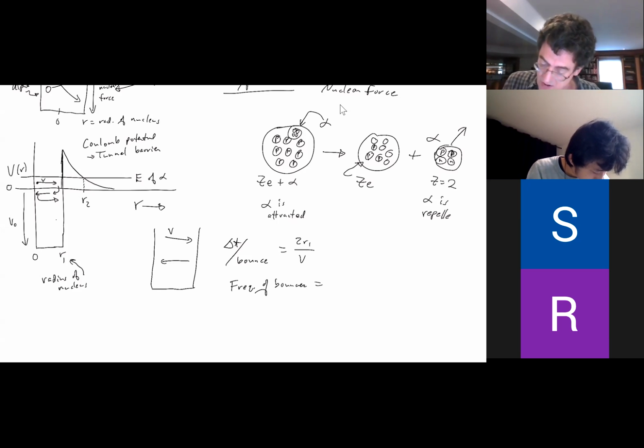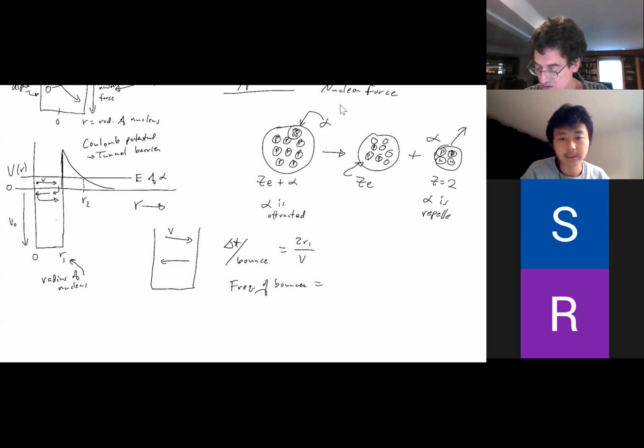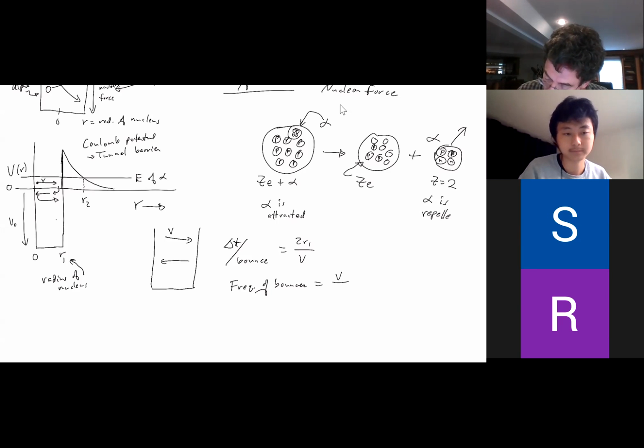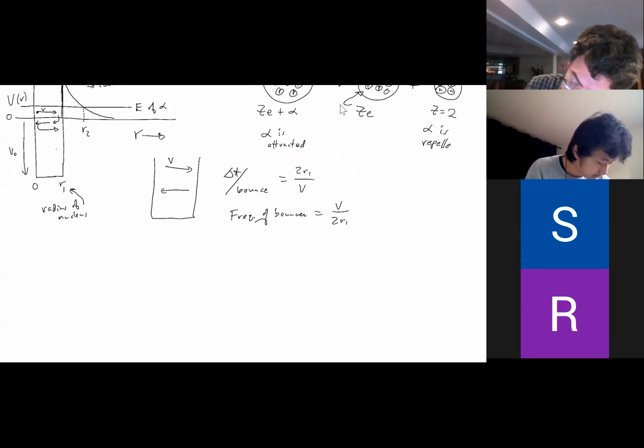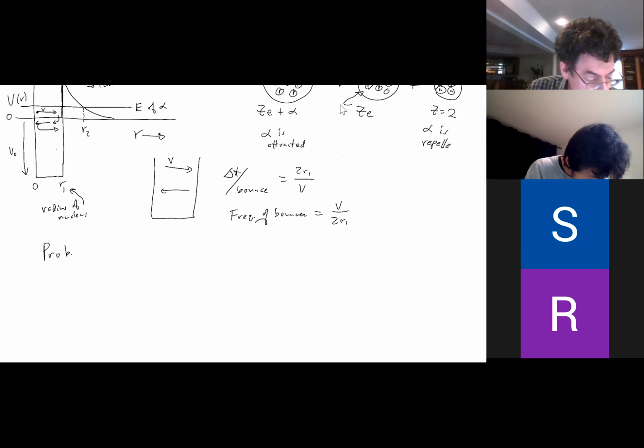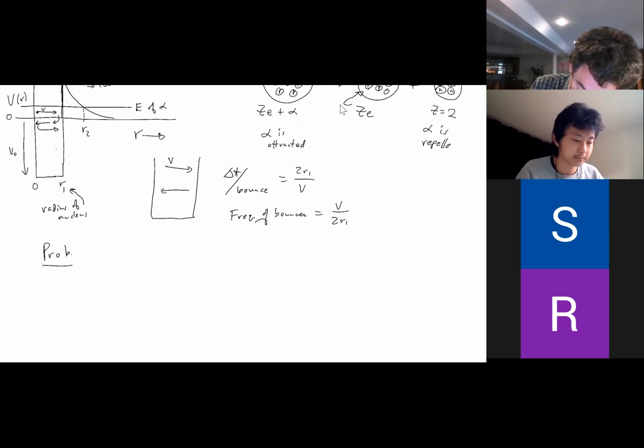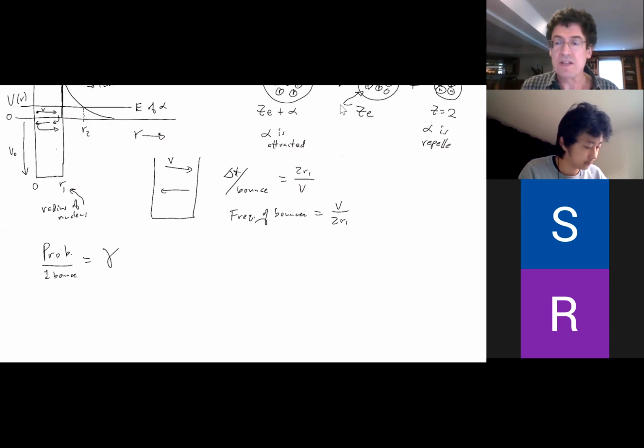That's exactly right. And so that means that the frequency of bounces is equal to what? V over 2R1. Exactly. And that means that the probability to escape per bounce, let's just say the probability to escape for 1 bounce is gamma.